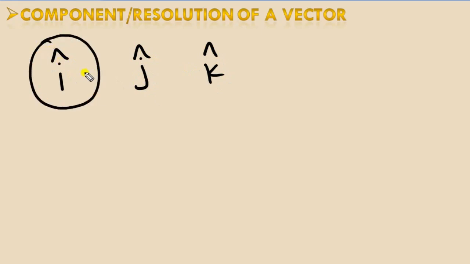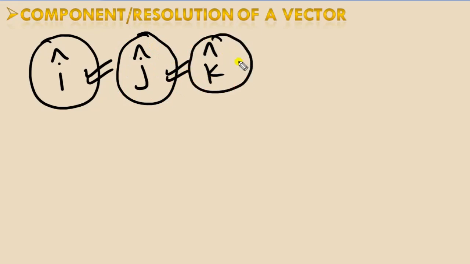We have 3 special vectors to solve problems. These vectors are known as i cap, j cap, and k cap. We call them the unit vector along the x-axis, the unit vector along the y-axis, and the unit vector along the z-axis. Being more specific, i cap is a unit vector along the positive x direction, j cap is a unit vector along the positive y direction, and k cap is a unit vector along the positive z direction.